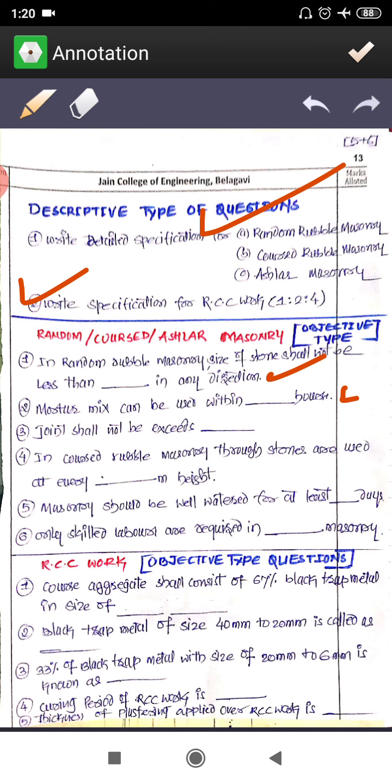Then next is, joint shall not exceed. Different things are there for random rubble masonry. It should be most probably 20 mm joint in rubble and coarse, and 3 mm joint for ashlar masonry, that you have to keep in mind. Then in coursed rubble masonry, through stones are used for every height of 1.5 meter. The masonry should be well watered for at least 2 weeks, right? 2 weeks means 15 days most probably.